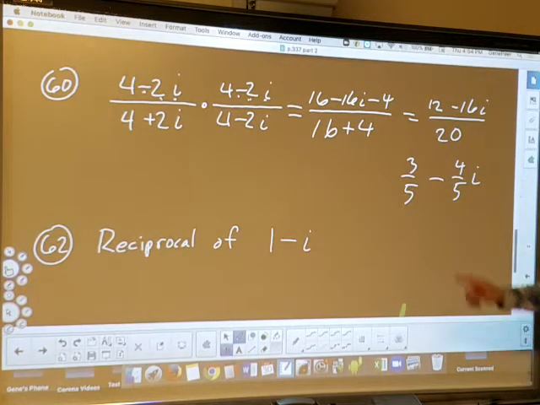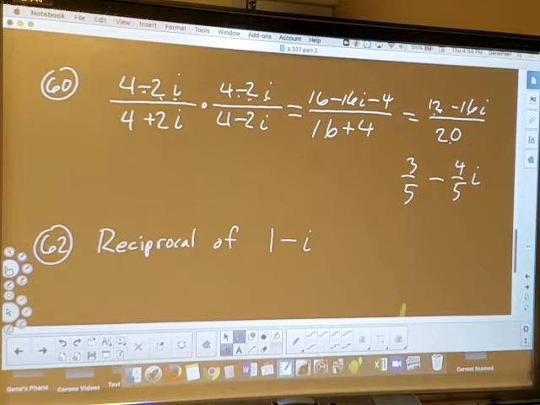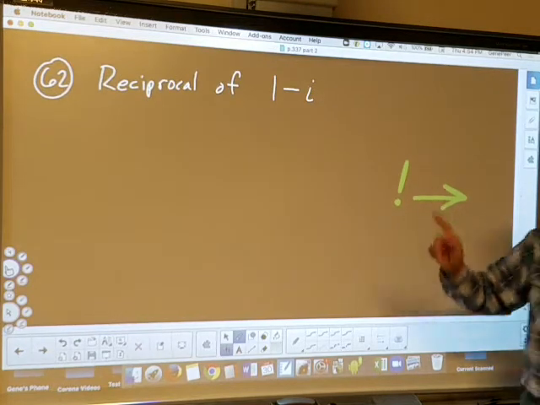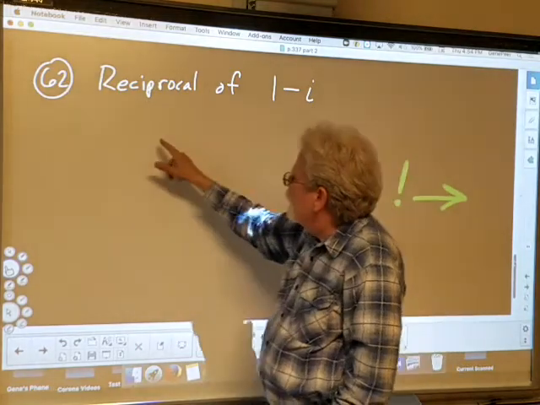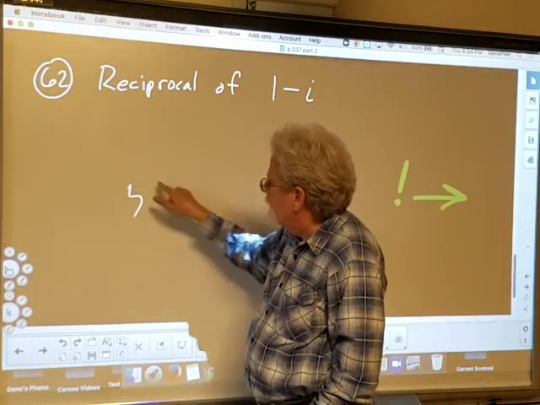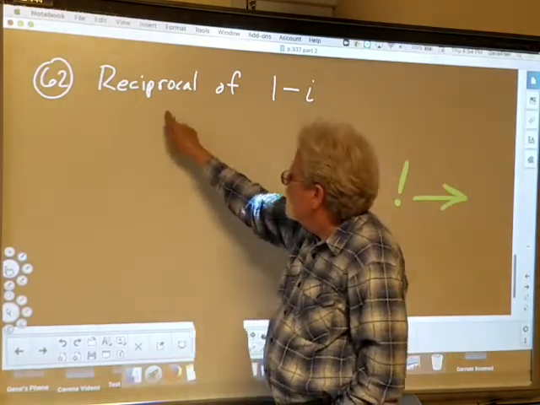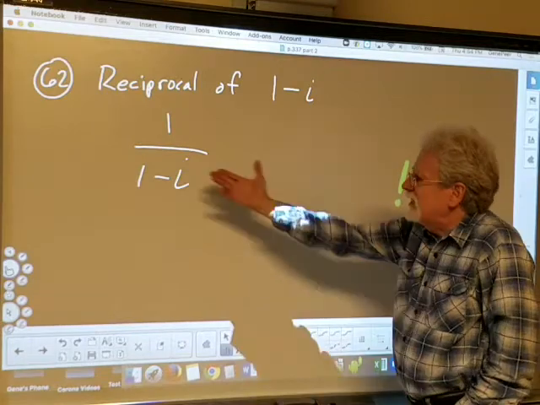Done. We divided both terms by 20 and simplified the fractions. And the reciprocal of 1 minus I. The reciprocal of 1 minus I starts off easy. Like, what's the reciprocal of 5? 1/5. Right. So what's the reciprocal of 1 minus I? 1 over 1 minus I. Right. But we can't leave it that way, right?